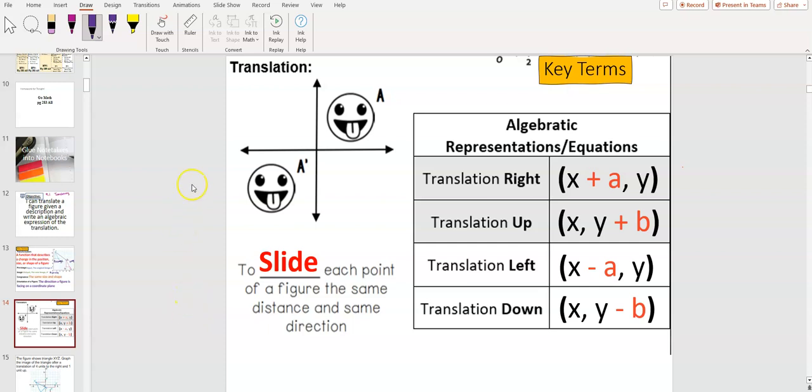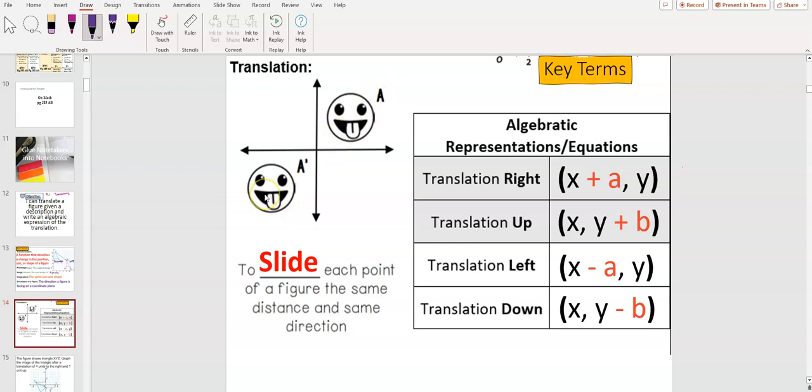So now here we are. We've been talking about translations, but what even are translations? A translation means to slide each point of a figure the same distance and same direction. So a translation is a slide. Now I could take the smiley face and slide it left and down, down and left, or I could slide it kind of diagonally. But either way, it's a slide.